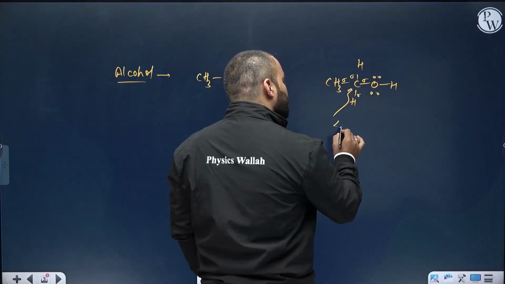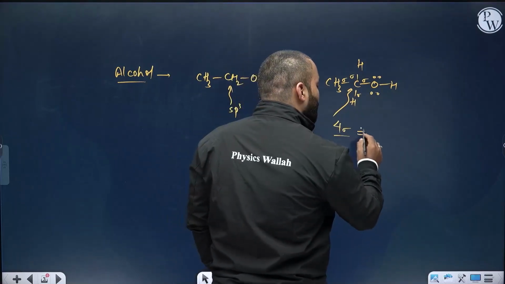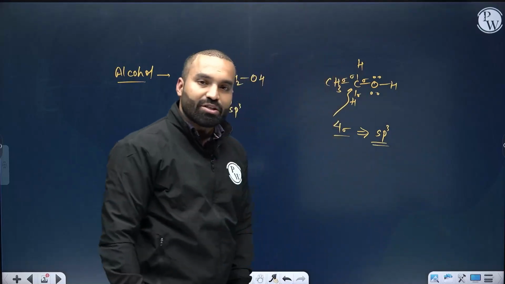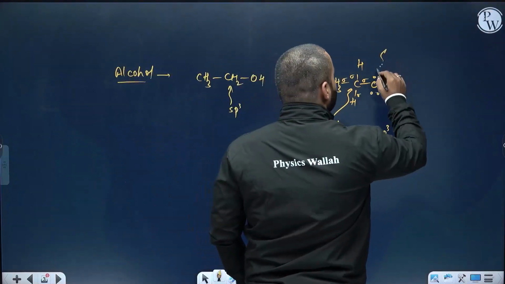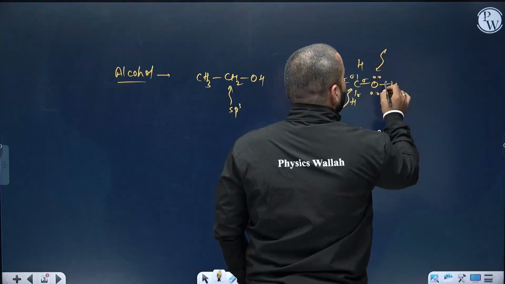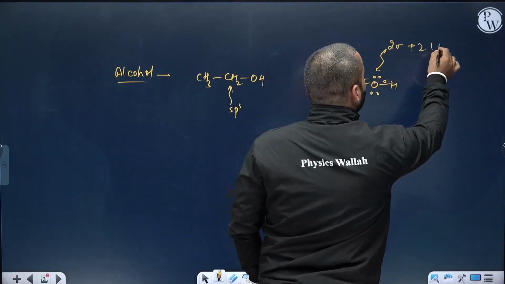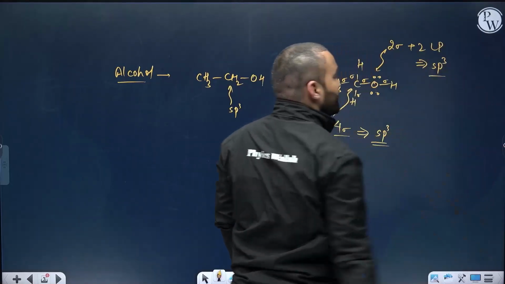So how many sigma bonds do you see, guys? 4 sigma bonds. 4 sigma bonds means what hybridization? It is sp3 hybridization. Is that clear, everybody, how to find out? Similarly, can you find out the hybridization of this oxygen? Yes, sir, there are 2 sigma bonds formed by oxygen, plus there are 2 lone pairs. So sp3 once again.